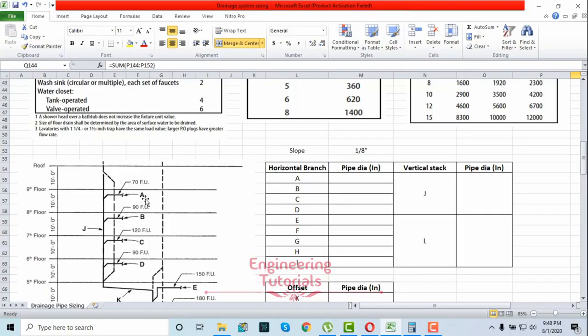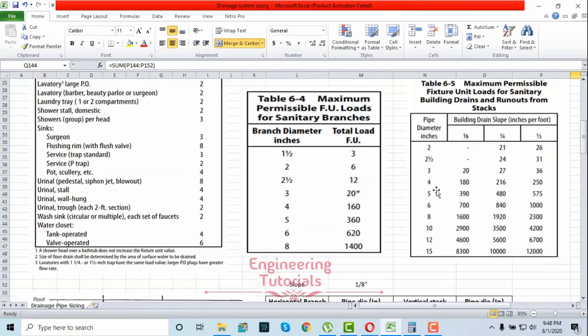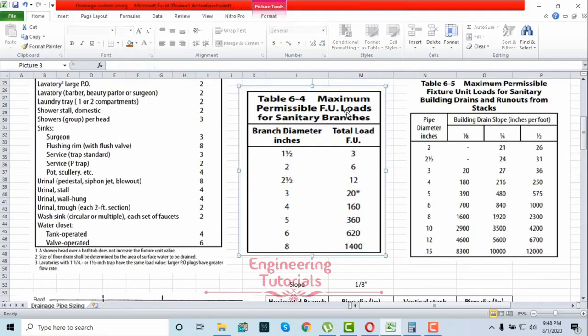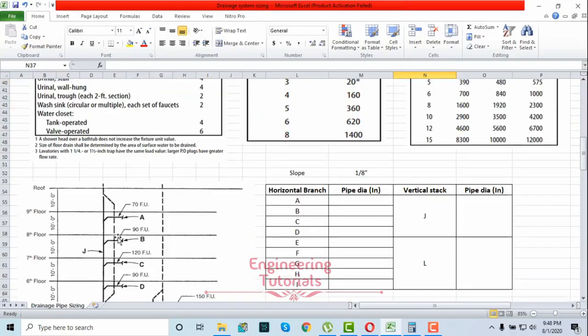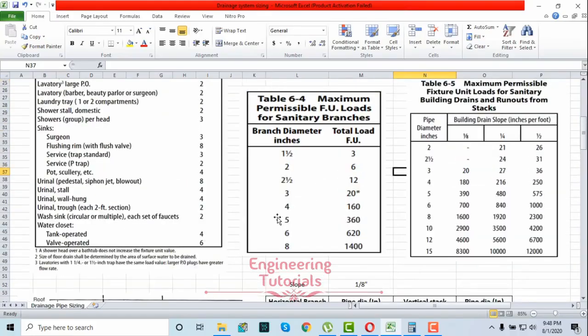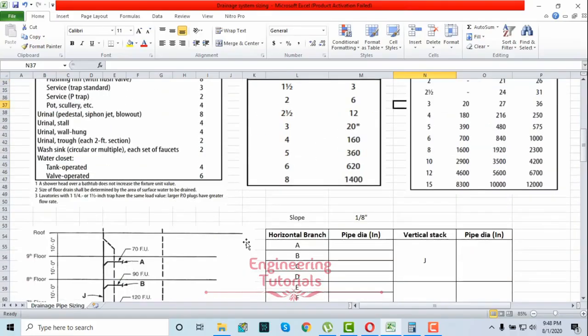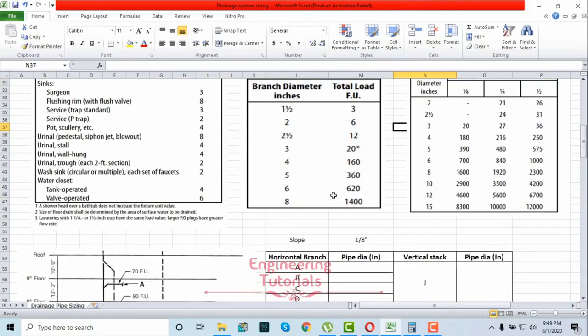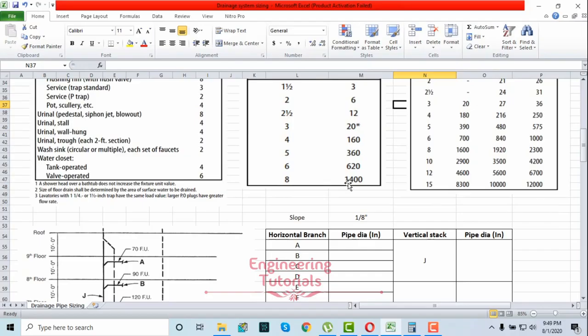Since we have 70 fixture units connected to this branch A, we are going to use table 6-4. Table 6-4 is used for fixture unit loads for sanitary branches. So we are going to use this table 6-4 to calculate the pipe size for all of these branches. So we have 70 fixture units over here.